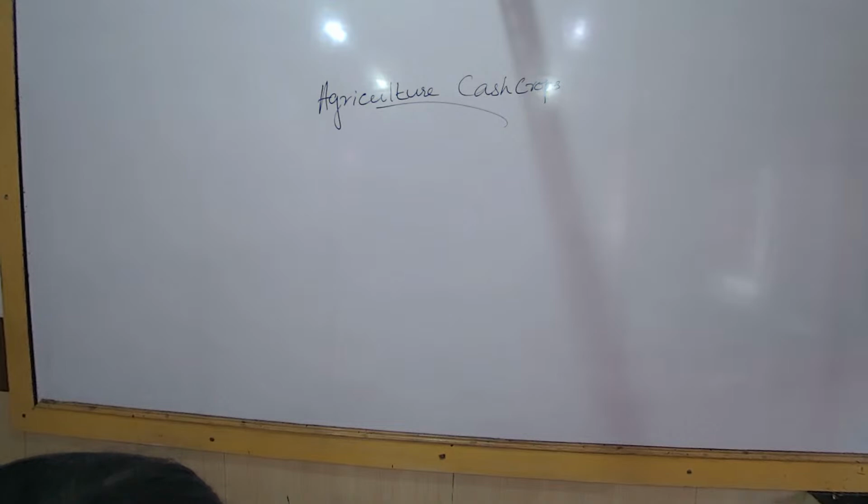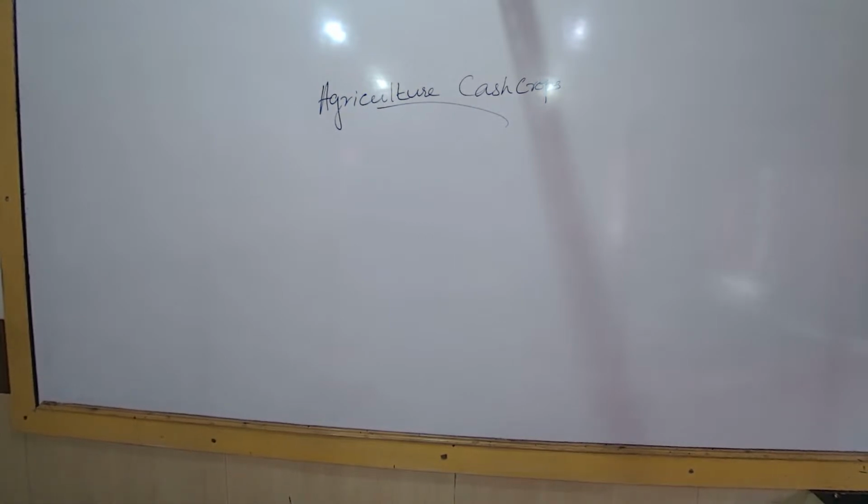Do you remember what we have studied? What are the methods used for agriculture? Which are the cropping seasons? How is it done? So now we are moving to the next lesson, that is cash crops. Cash crops are mainly produced for selling purposes.